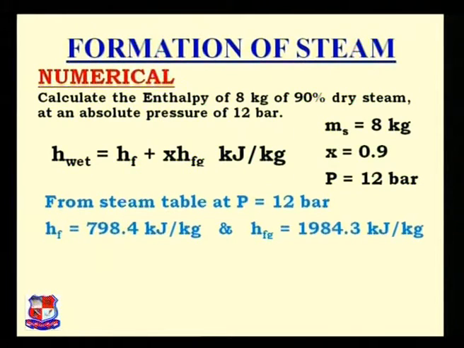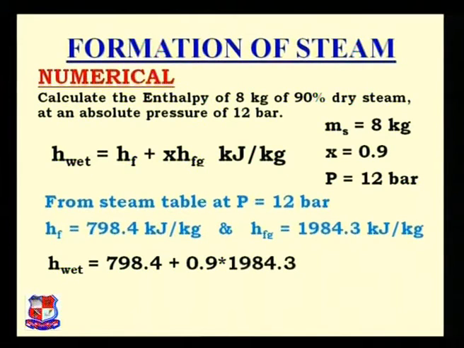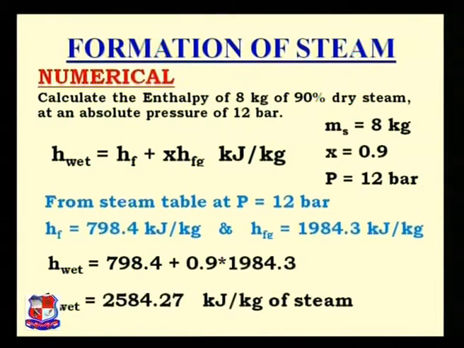1984.3 kilojoule per kg. Now substituting all 3 values in the enthalpy of wet steam equation, H wet is equal to 798.4 plus 0.9 multiplied by 1984.3, that comes out to be 2584.27 kilojoule per kg of steam.